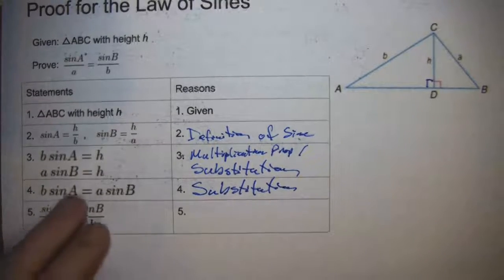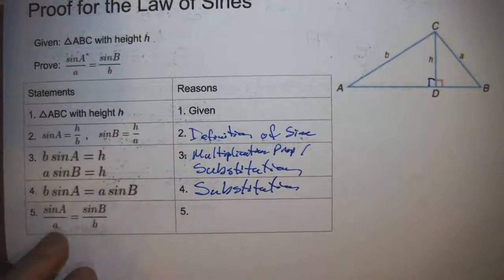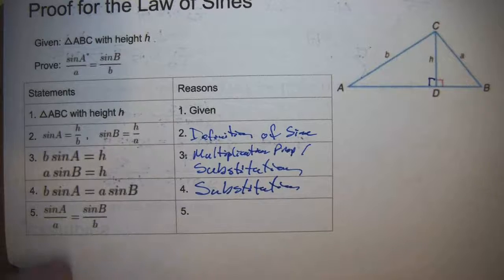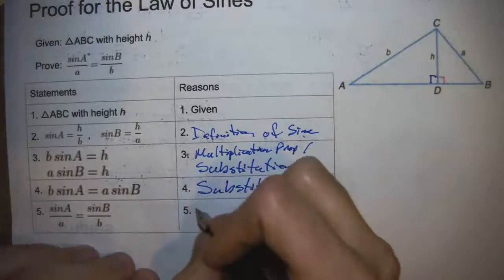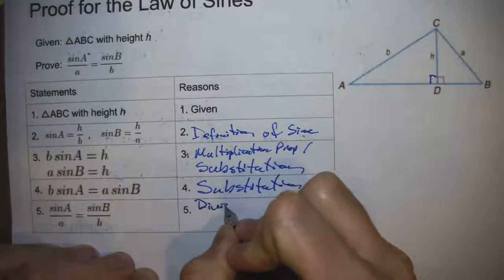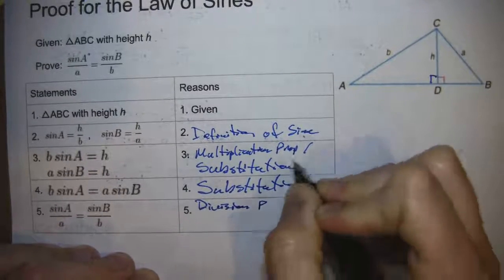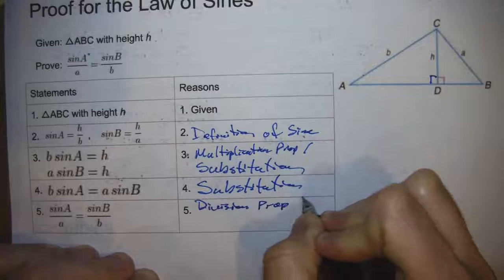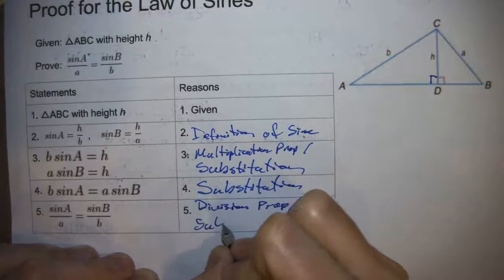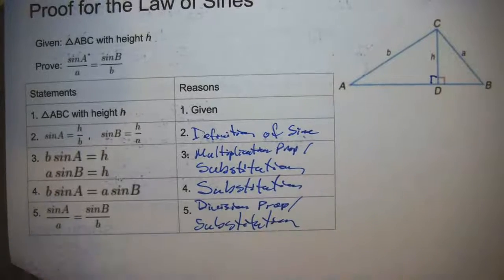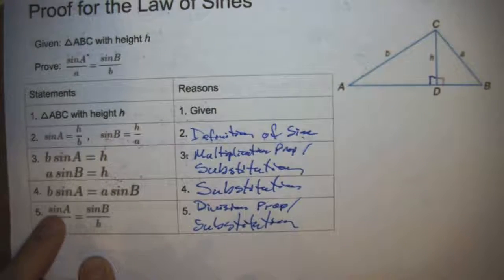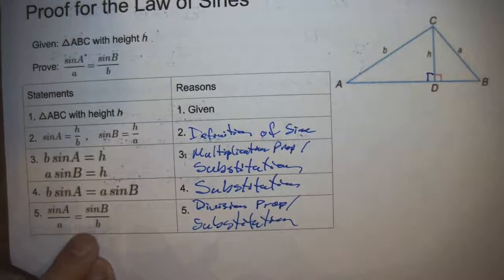Right? And then from there, we can simply rewrite it with a little bit of division. I can divide both sides by b, divide both sides by a, and then substitute. So the division property, again, division property of equality with a combination of substitution. And there it is. Now notice, that proves it for a and b, angles and sides respectively.